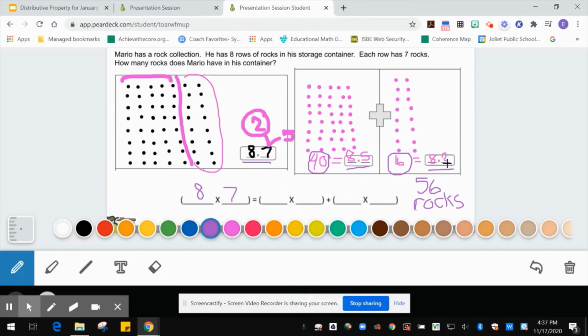Using the equations that we already used for the model that we see, they would write the equation like this: 8 times 7 equals 8 times 5 plus 8 times 2 to get 56 rocks.